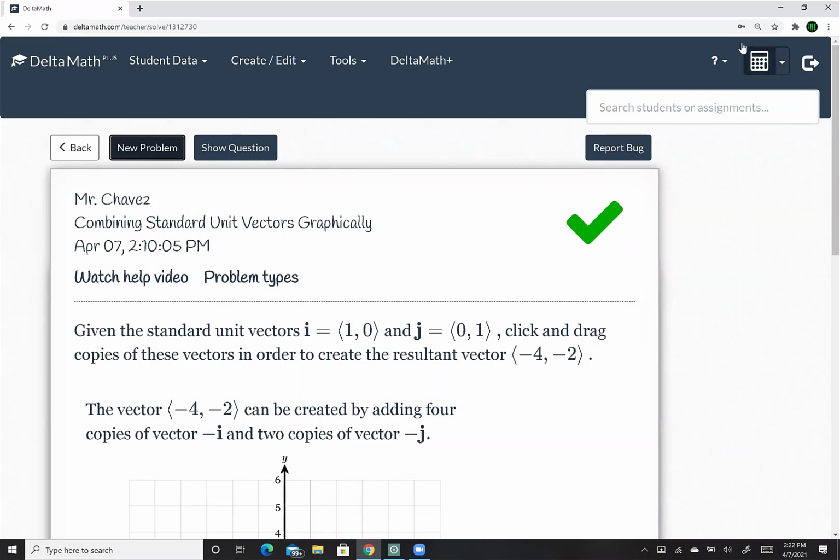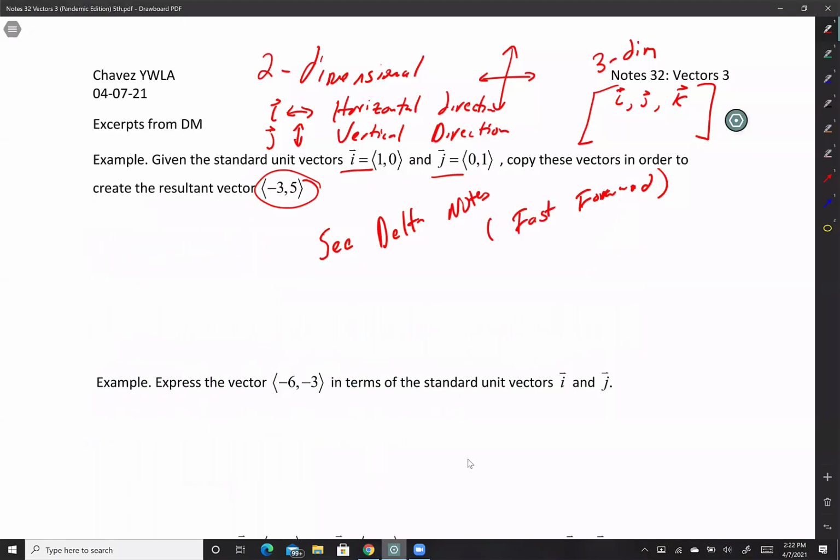All right, so let me go back. Okay, so there it is. So that's what you're doing. You're going to create 3 vectors in the i direction, negate it, and 5 vectors in the j direction. That's going to look like negative 3i plus 5j. And that's how you write it. This is called the linear term, by the way, because nothing's being squared.